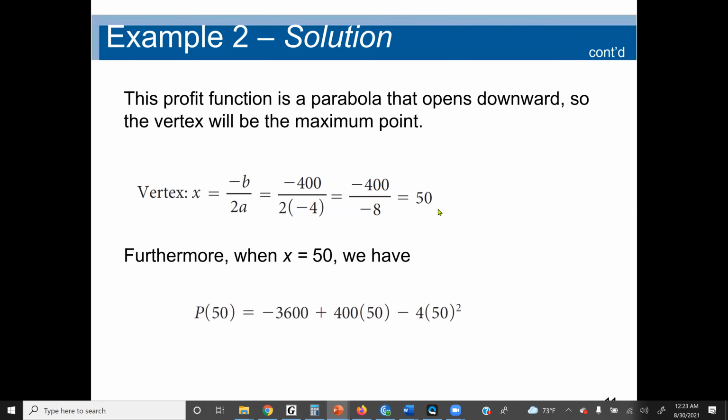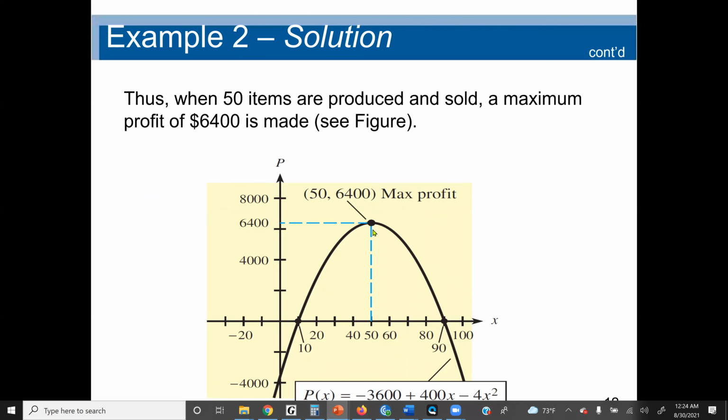So when we know the 50, we can plug the 50 into our original function, the profit function, and it will give us 6400. Again, in the original function, we have 400X, which means B is 400. We have minus 4x squared, so A is -4. So that would be our maximum point, which is right here if we plot the graph.